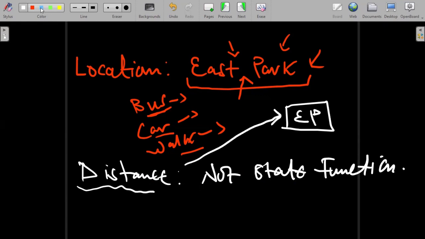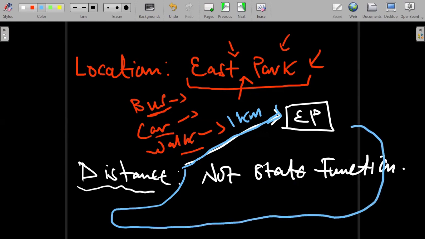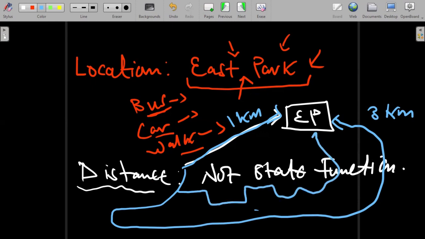You can take maybe a shortcut. That shortcut maybe can be, let's say, 1 kilometer. Or maybe you can first start by going like this, going like that, and then you go to East Park. The distance that you would have covered here may be 3 kilometers. And then you can also maybe use another road that is a bit shorter. You go like that, you go like that, and then you reach East Park here. Maybe it takes 2.5 kilometers.